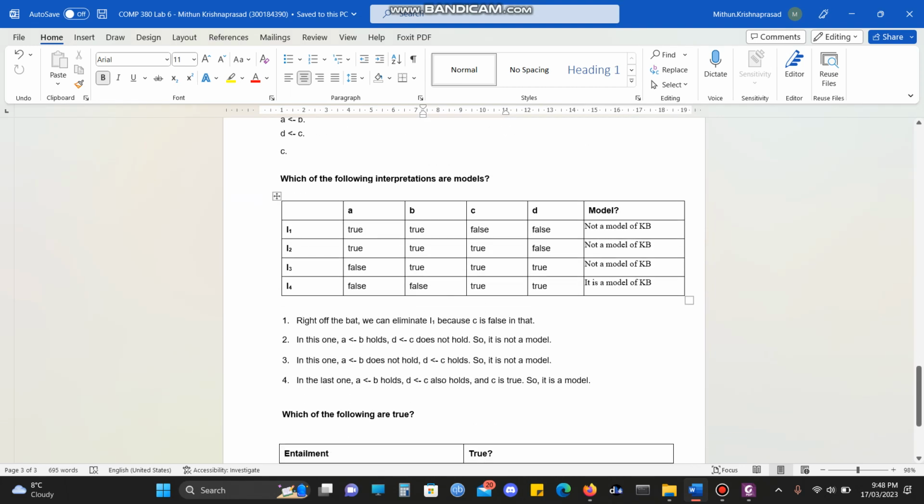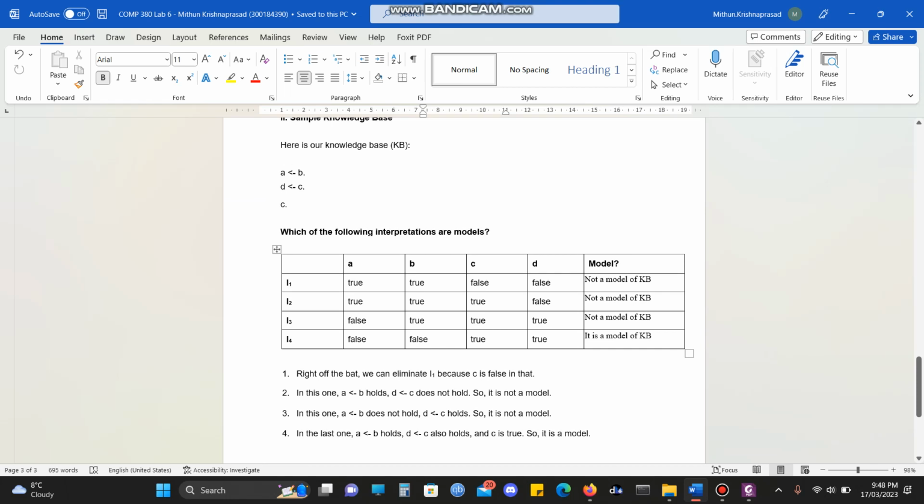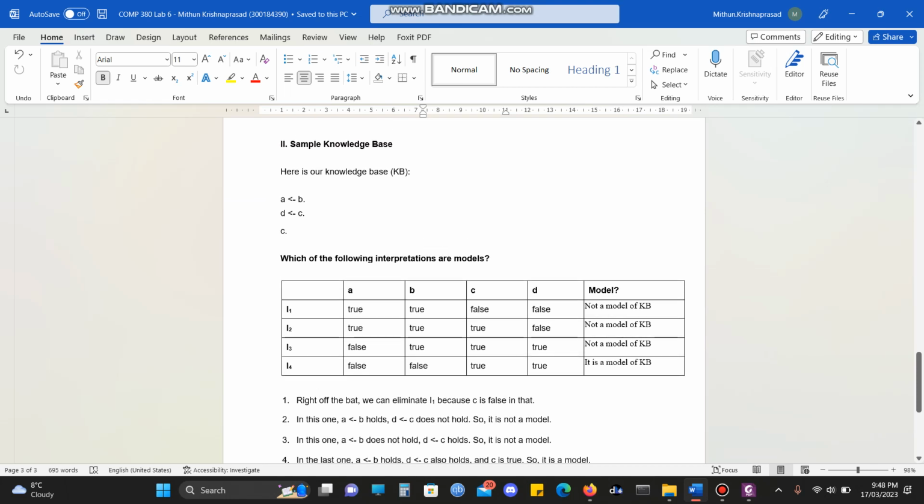And here's where the real assignment begins. We're given a few truth values and 4 interpretations, and this is our knowledge base. Since we had a similar one when we were learning the presentation, the third clause over here is important because it means that C has to be true. So right off the bat, we can see that it's false in the first interpretation, so we can just disregard it, and that's why it's not a model of the KB.